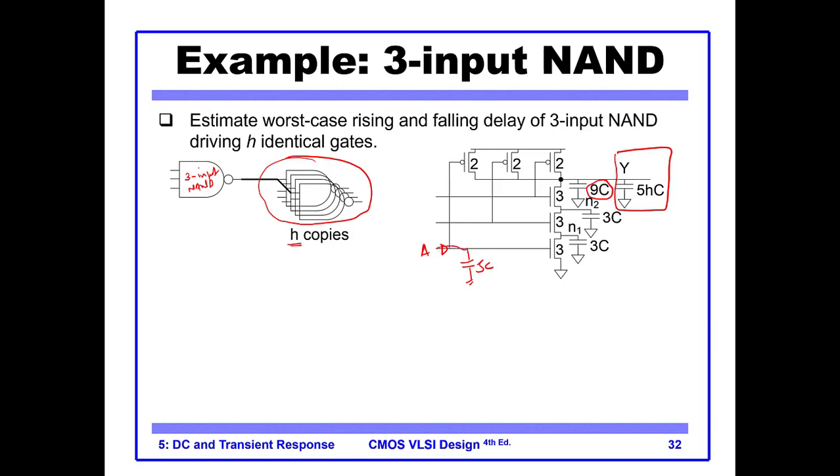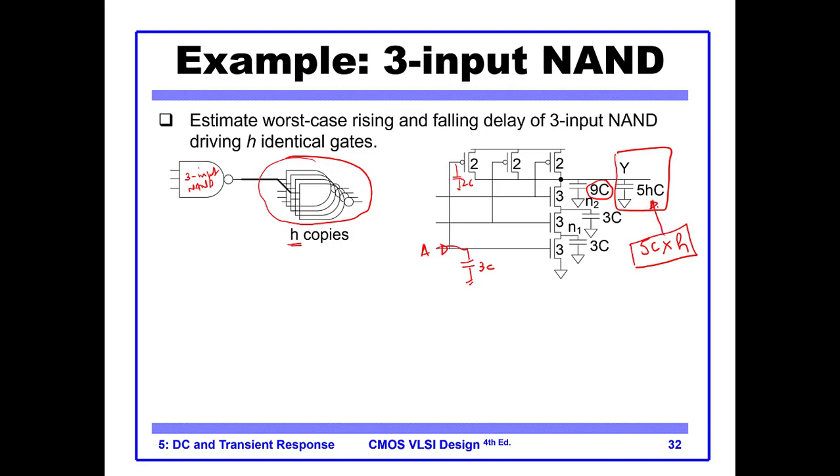Okay, so I see the capacitance of 5C at the gates, where 2C is coming from PMOS and 3C is coming from the NMOS. Let me expand this more. So 3C is coming from here, and 2C is coming from PMOS. So in total each input sees capacitance of 5C, and when you are driving H copies, the total capacitance is 5HC.